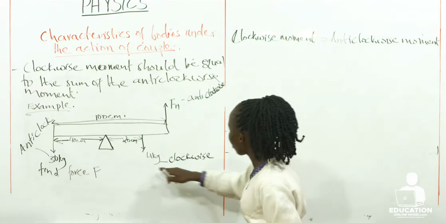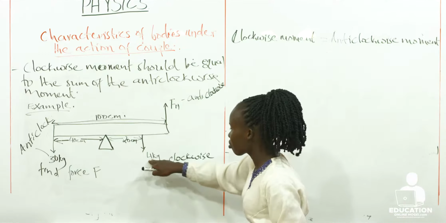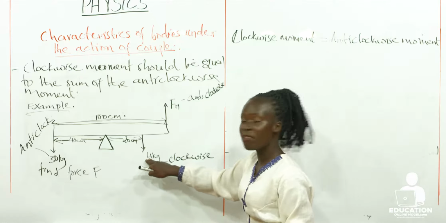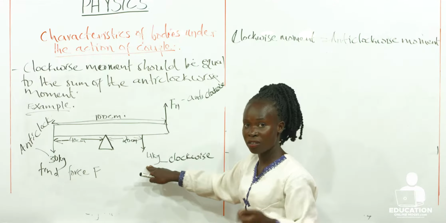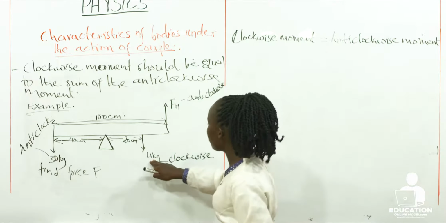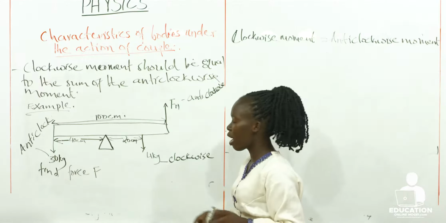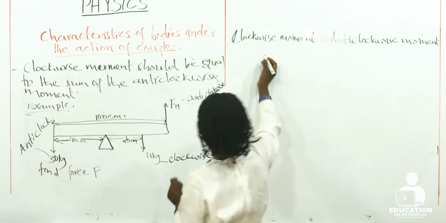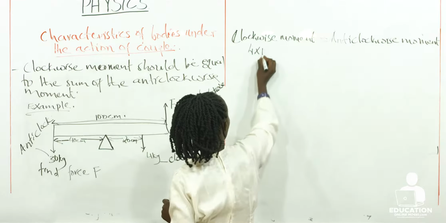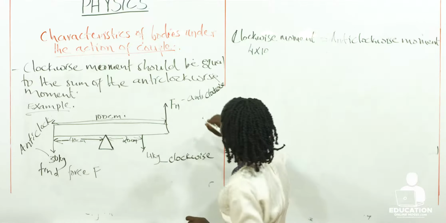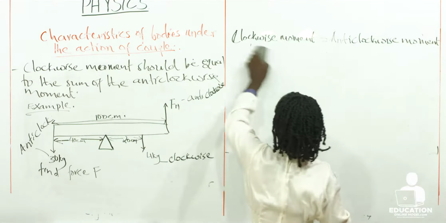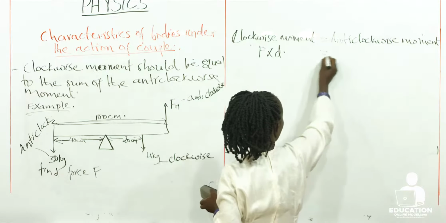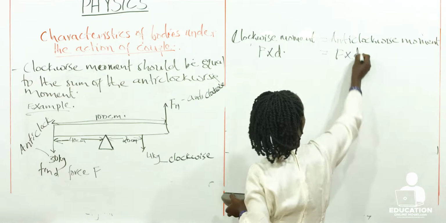You'll see that our clockwise moment has only this, and this is not force, this is the mass. But if you have the mass, you can get the force, because the force is the same as the weight. So here our force will be 4 times acceleration due to gravity. In this case we are taking it as 10, so we shall have 4 times 10, and moment is force times the perpendicular distance.